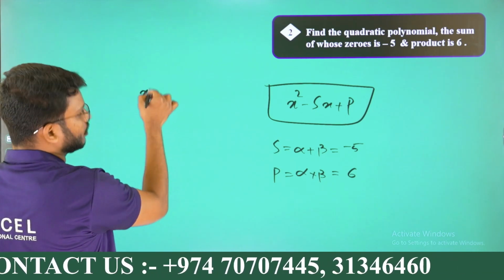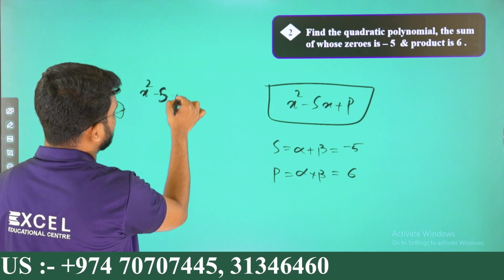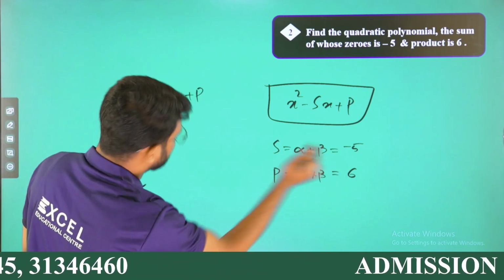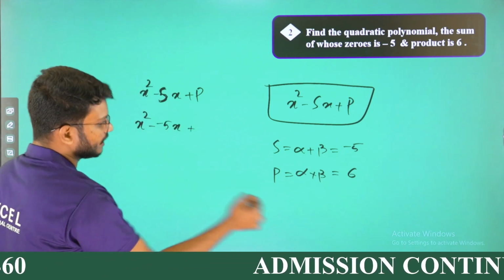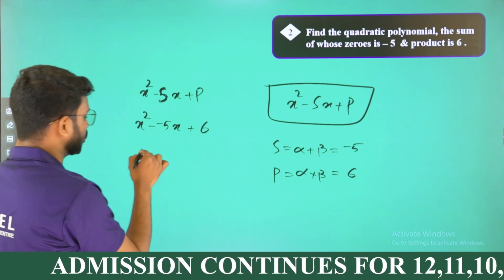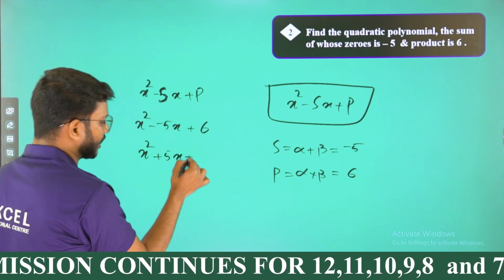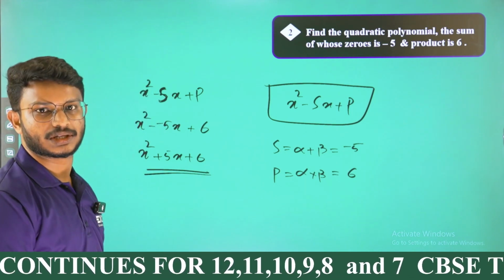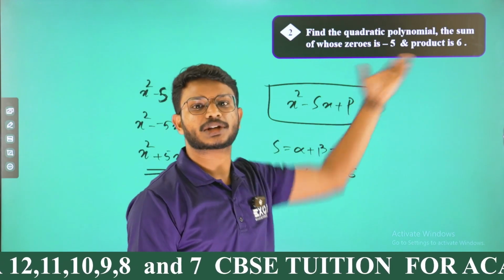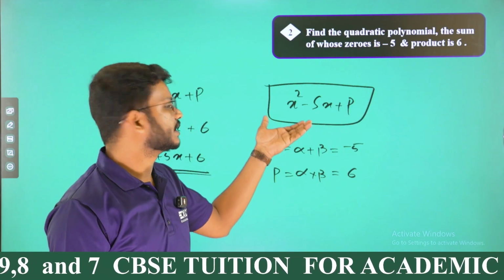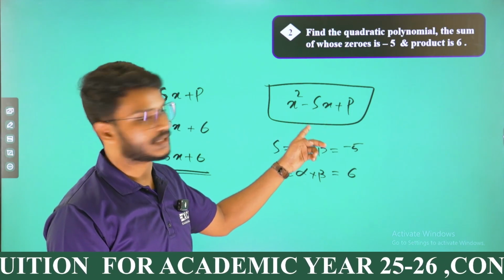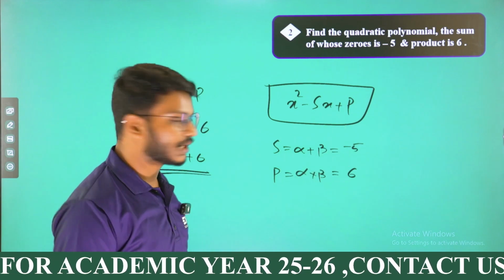The general form, x square minus sx plus p. So alpha plus beta is the sum, which is minus 5, so negative x plus, and alpha into beta 6. So here for product p we can put 6, so it becomes x square plus 5x plus 6 is the required quadratic polynomial, right? It's an easy question. We can easily form a quadratic polynomial if the sum and product of the zeros are given. We can use this general form x square minus sx plus p. S for sum of the zeros, alpha plus beta. P for product, alpha into beta. So let's move to the next question.